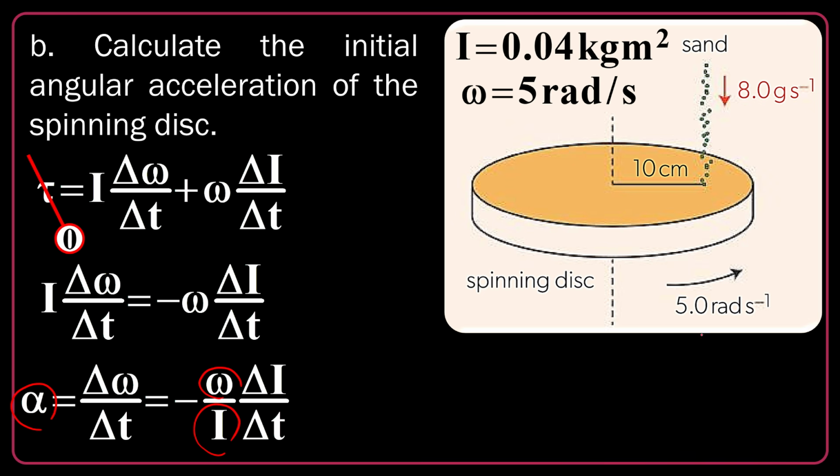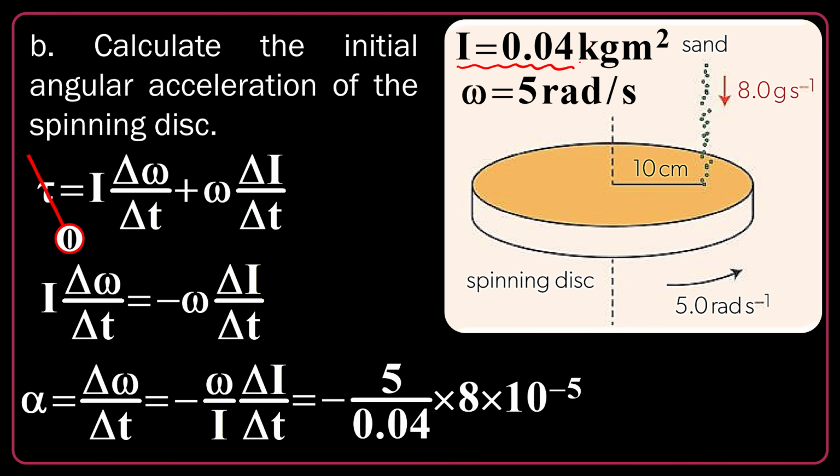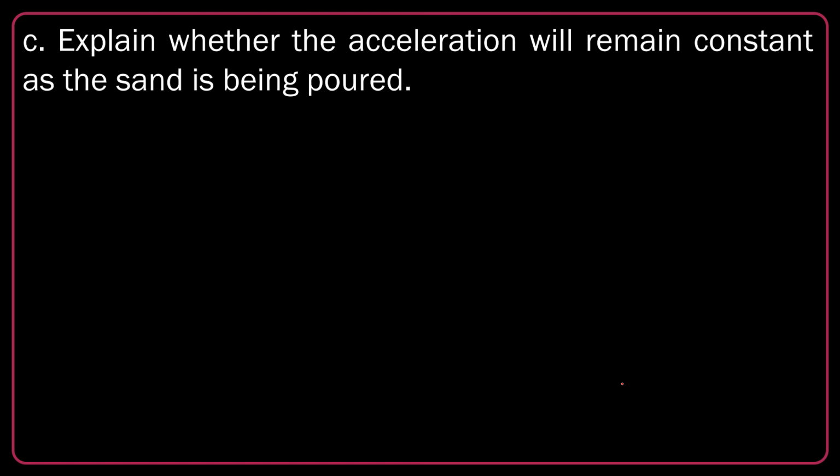Initial omega is given as 5 radian per second, and initial I is the I of the disk. It's given as 0.04. So let's plug in the values. And here I have the delta I over delta t I found in the previous part, 8 times 10 to negative 5 in SI. So the answer is negative 0.01. Why is the answer negative? Because basically it's decelerating, you know. And so we should have a negative sign indicating that.